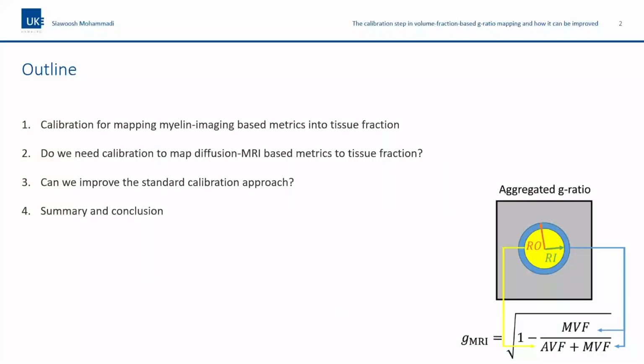My talk is structured as follows. I start with the calibration that is typically done, which is the scaling of the myelin volume fraction, so first point. And I will show that that's not enough in a simulation study. Then in the second part, I will talk about potential scaling also of diffusion-based volume fractions. And finally, if time permits, I will talk about how that might be used to actually improve our G ratio estimates, and end with a summary.